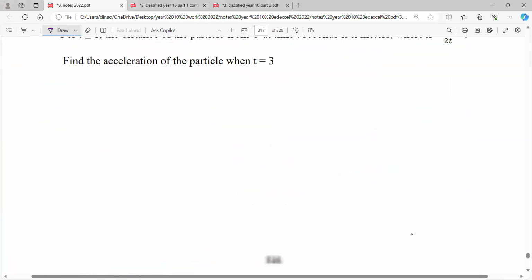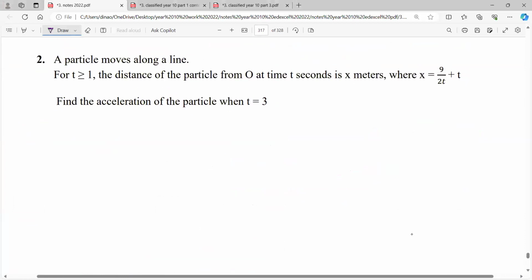Here, in the same page, page number 316 in your notes, it says a particle moves along a line for t greater than 1, meaning time greater than 1, the distance of the particle. If you look at the previous question, it was written displacement, here it is written distance, so what's the difference? I am given the distance equation as you can see.